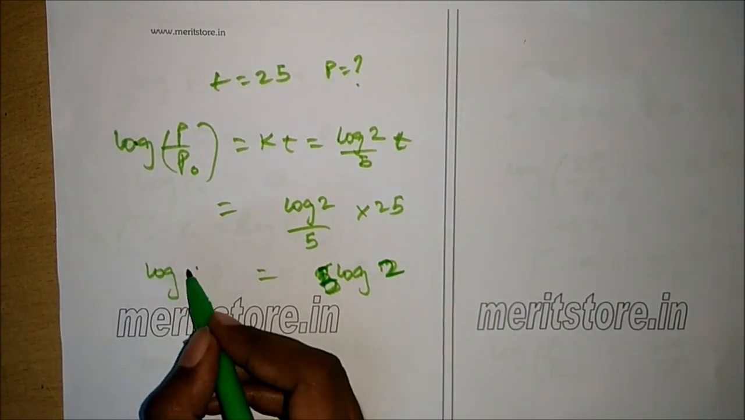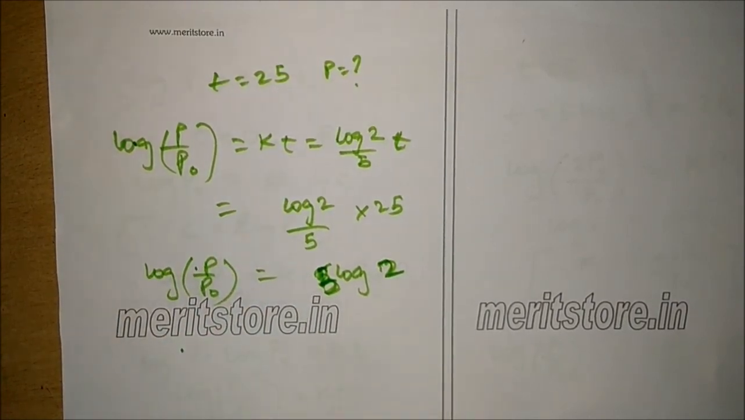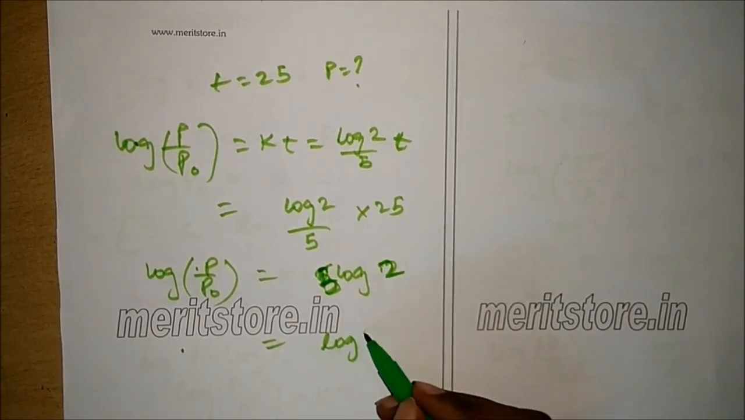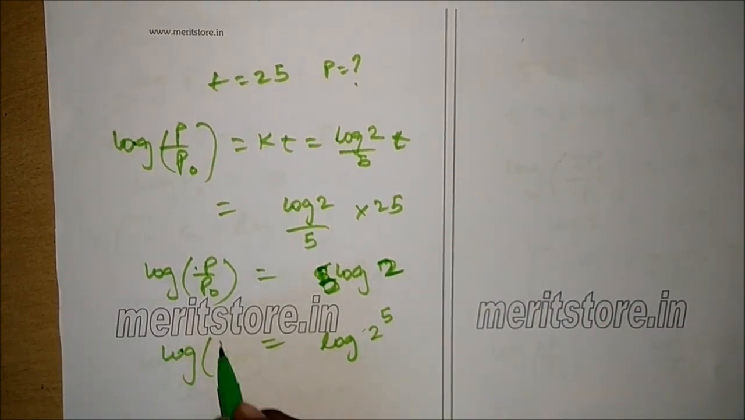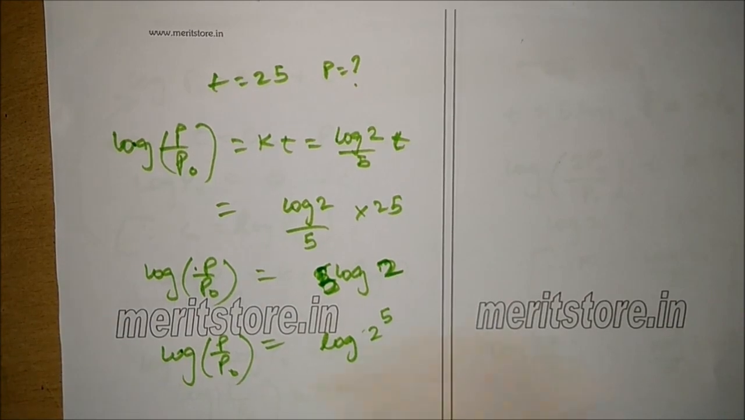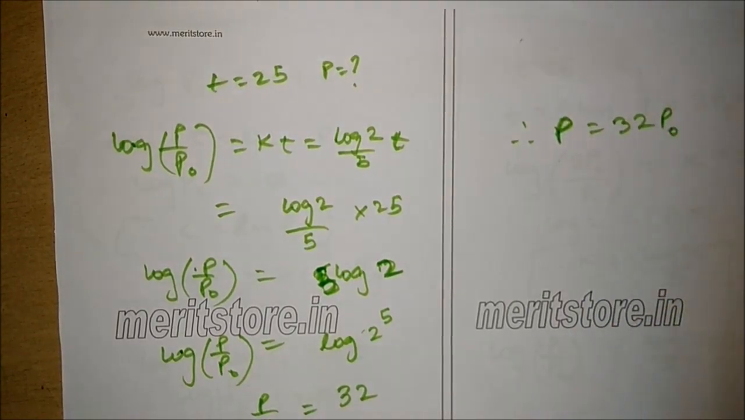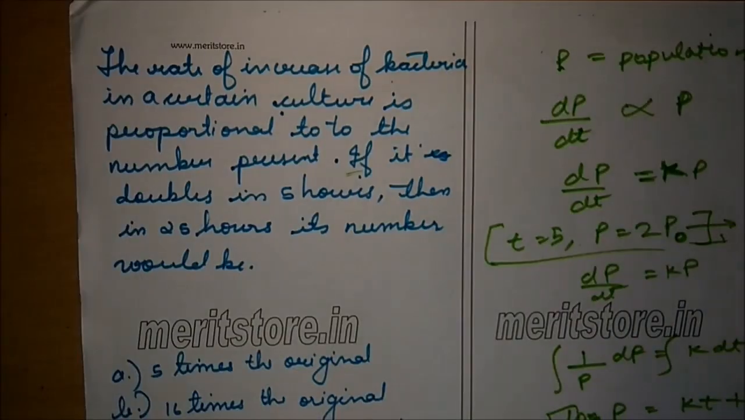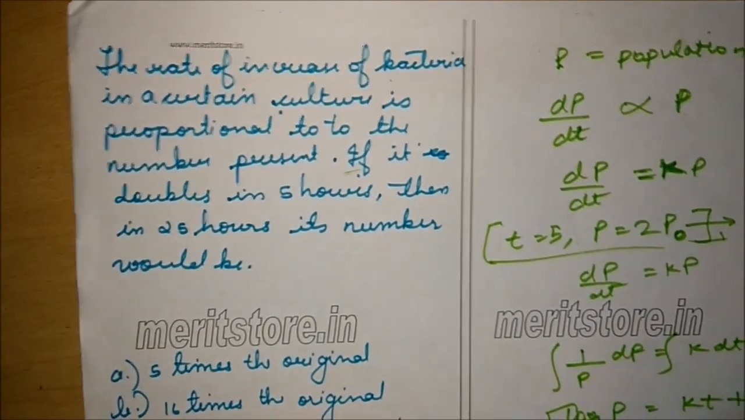And this will be log of P by P0. So 5 log 2 is log of 2 raised to 5. And this is equal to log of P by P0. Taking anti-logs, we get P by P0 is equal to 2 raised to 5, which is 32. So therefore the population will be 32 times the original population. So the population will be increasing 32 times the original, which is option C.